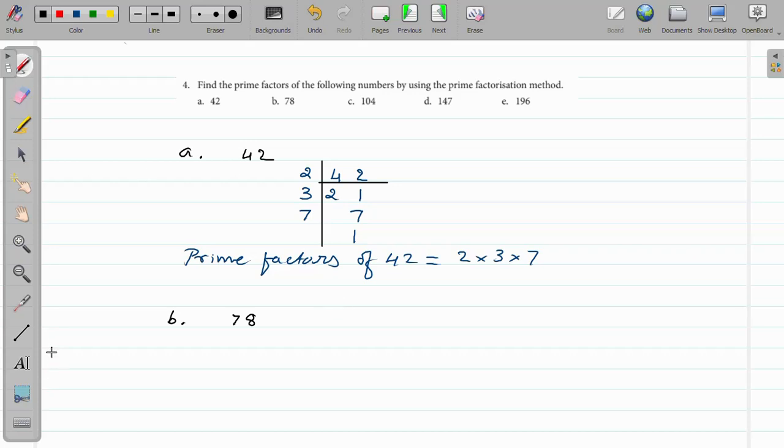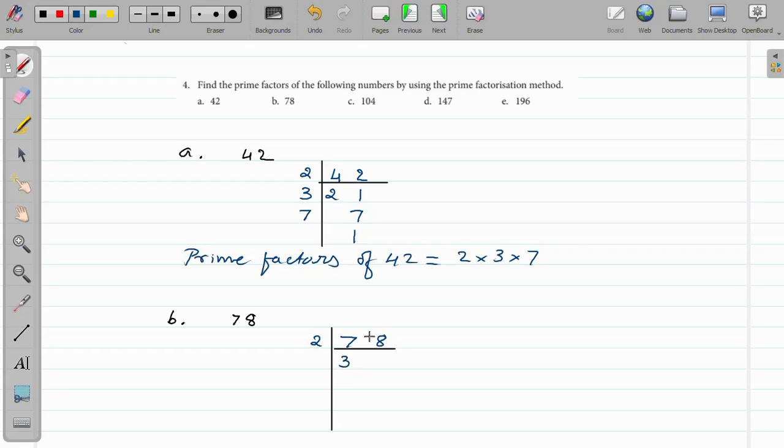Now we will take this 78 and find the prime factors of 78. I have written 78 here. Then with the help of a pencil and scale, draw the line properly like this, straight. This is known as the division column of prime factorization. This 78 is an even number. It is divisible by 2.